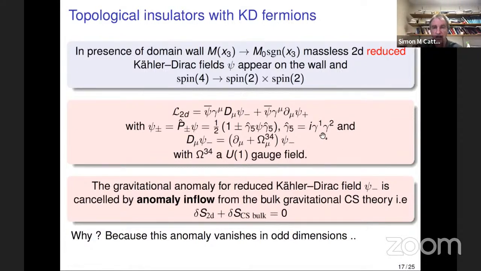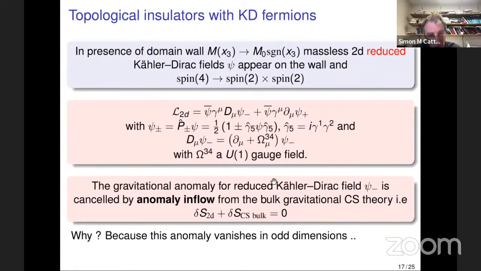So I remember I started in a theory which had four-dimensional gamma matrices. So I take products gamma 1, gamma 2, and again an effective gamma 5 hat, which acts on the domain wall fermions and leads to a coupling of a single reduced two-dimensional Kaehler-Dirac field to a U1 field, which comes from omega 3-4, all right? So again, naively, this is a coupling of a reduced two-dimensional Kaehler-Dirac field to gravity, and it's anomalous. So it would not be gauge invariant by itself.